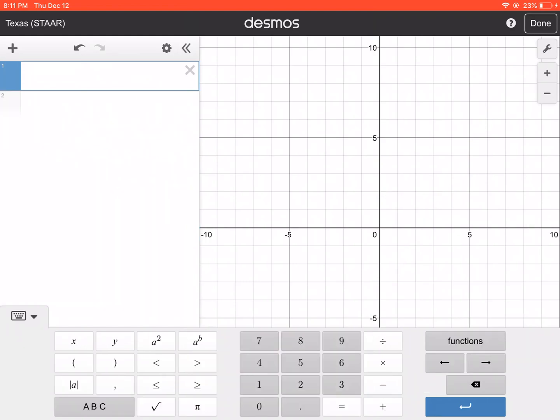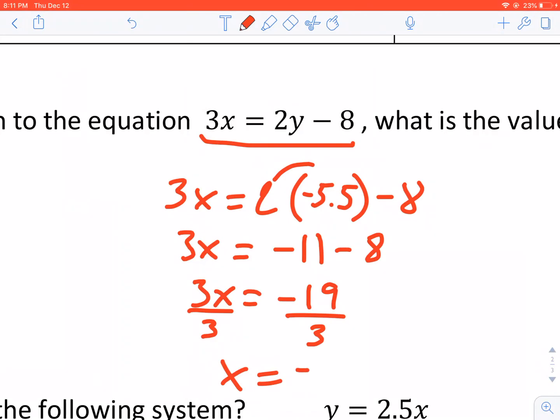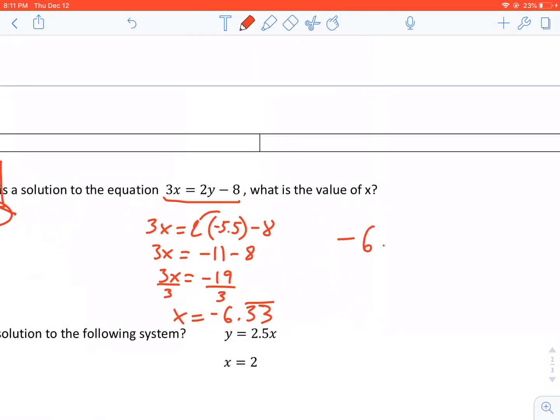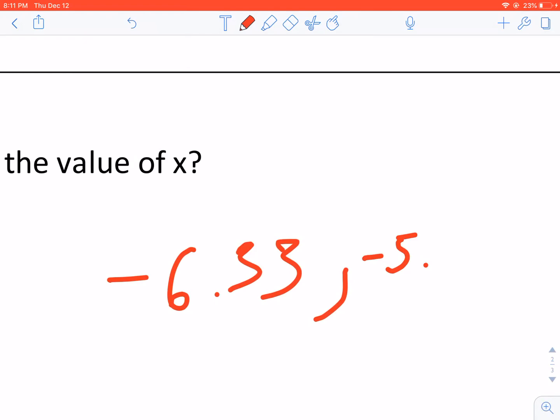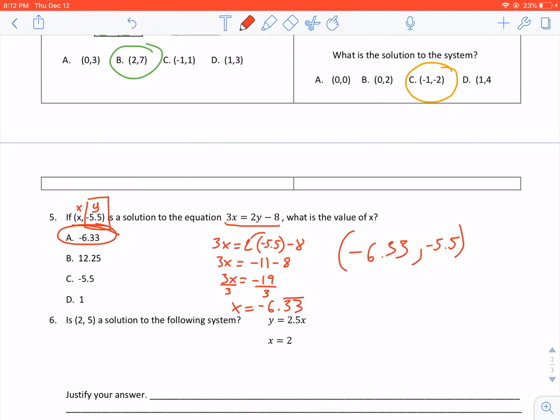19 divided by 3 is 6.33, except it should be negative, so this should be -6.33 repeating. See if there's an answer that matches that. Oh, beautiful. There we go. We figured it out. So now we know that the solution is (-6.33, -5.5). That is the solution to that equation. Awesome. Let's move on to the next one.